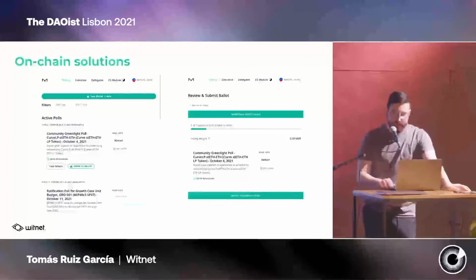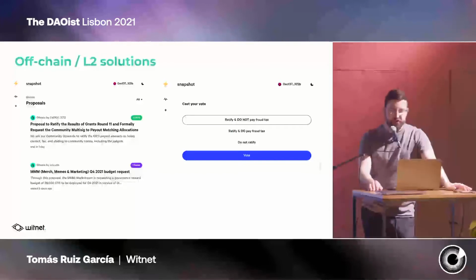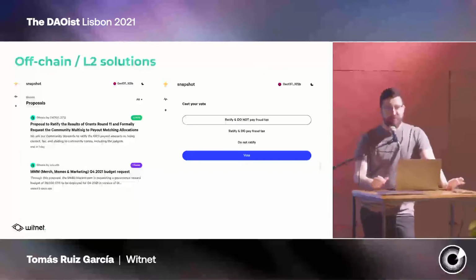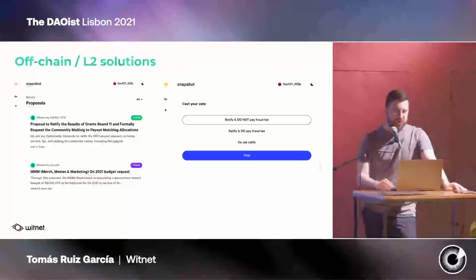And then there's a second group, which are off-chain solutions or solutions that use layer 2, such as Snapshot or Tally, that everybody knows about. They are different solutions than the first ones. They are also extremely easy to use, but you have one barrier to entry. We add a step of difficulty to onboard new users.